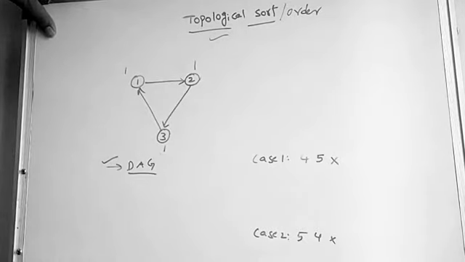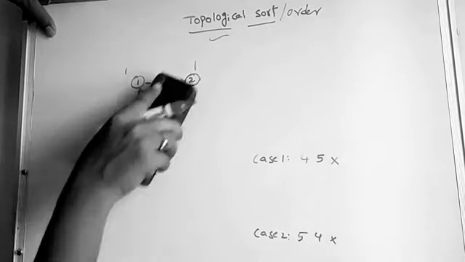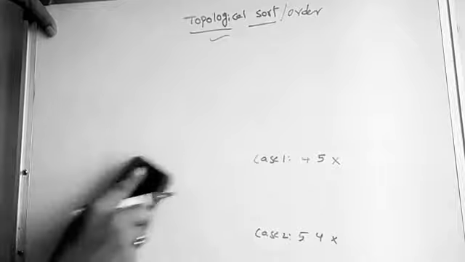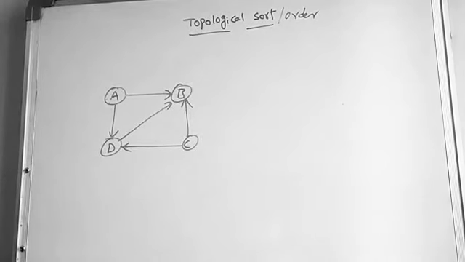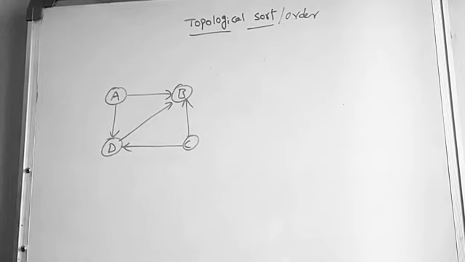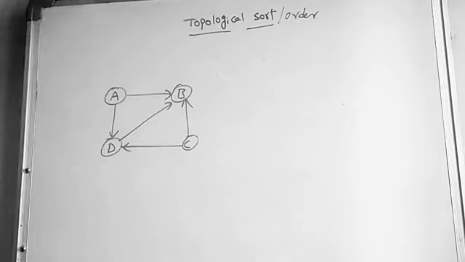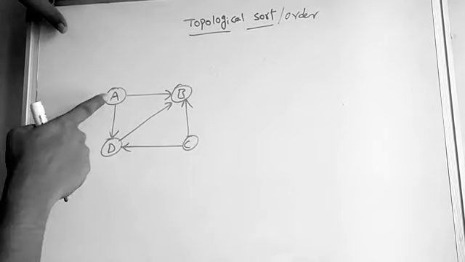So next, one more example. Three or four times they asked a question on this in previous question papers. So let us take another example to find the topological order, or topological sort. Before finding it, first find the in-degree of each vertex. What is the in-degree of each vertex?